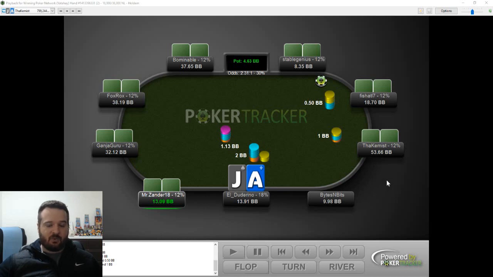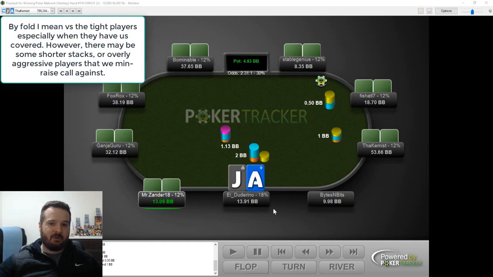Once that starts happening, once they're tighter in both not 3-betting as much as they should be and folding more than they should be, then we could start implementing a min-raising strategy. And what we would actually be doing, even at this stack size with the ace-jack from this position, we would probably be putting it in a min-raise and a fold.